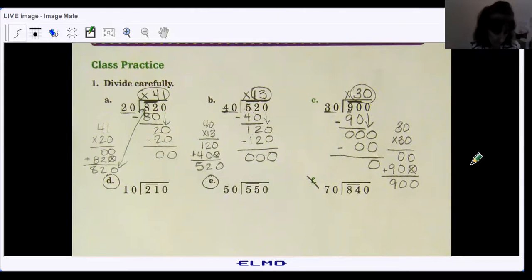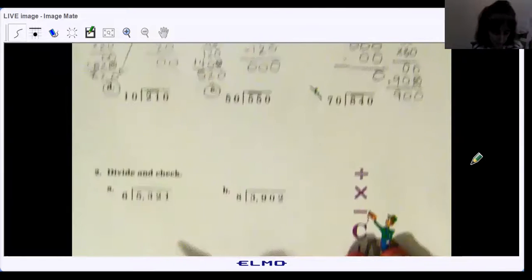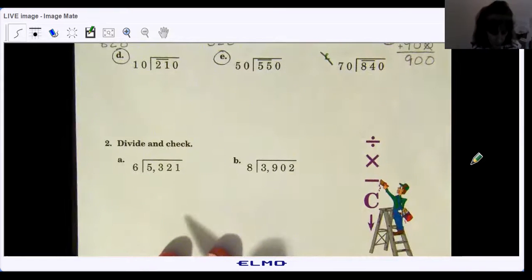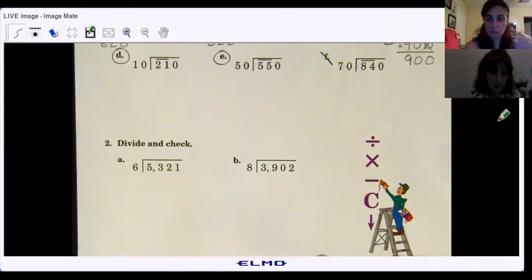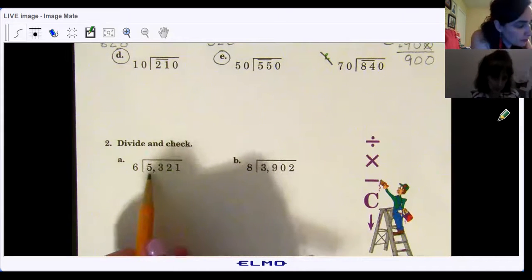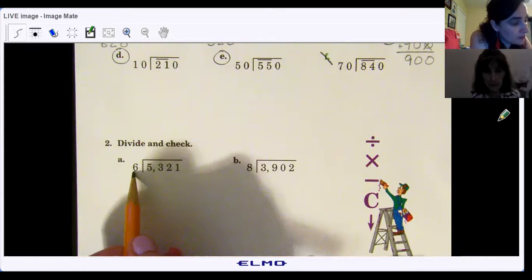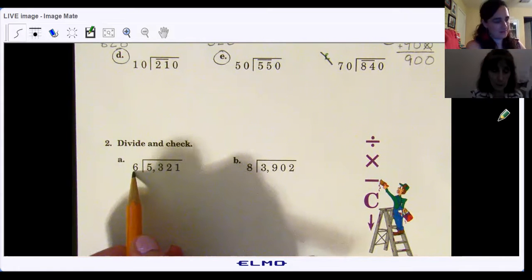Okay. All right, let's look at 2. It says divide and check. All right, let's do one with them. Let's do 5,321 divided by 6. Okay, this is a piece of cake. You just did 2 digits. Now we're just going back to 1.